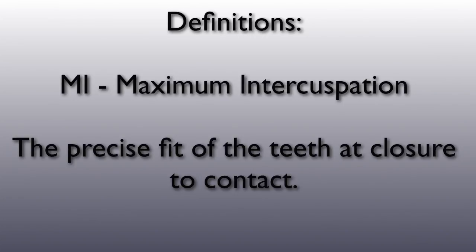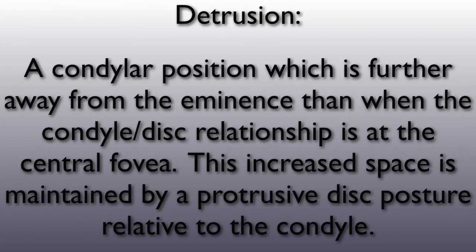Two definitions are required for this very short presentation. MI, or maximum intercuspation, is the precise fit of the teeth at closure to contact. Detrusion, that is a condylar position which is further away from the eminence than when the condyle disc relationship is at the central fovea. This increased space is maintained by a protrusive disc posture relative to the condyle.